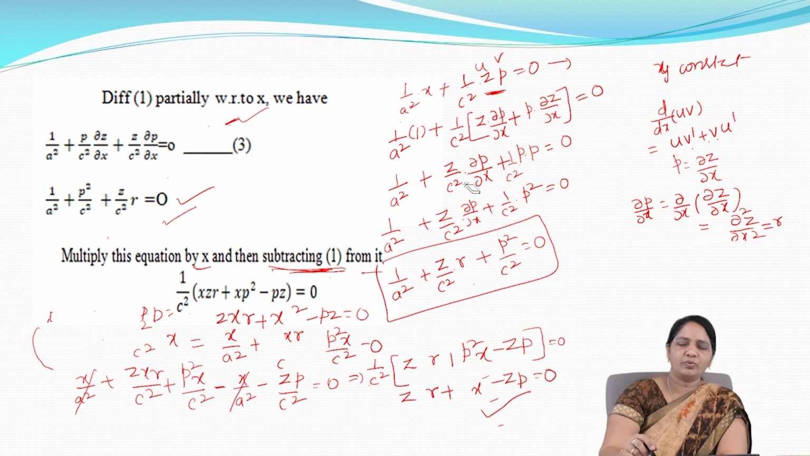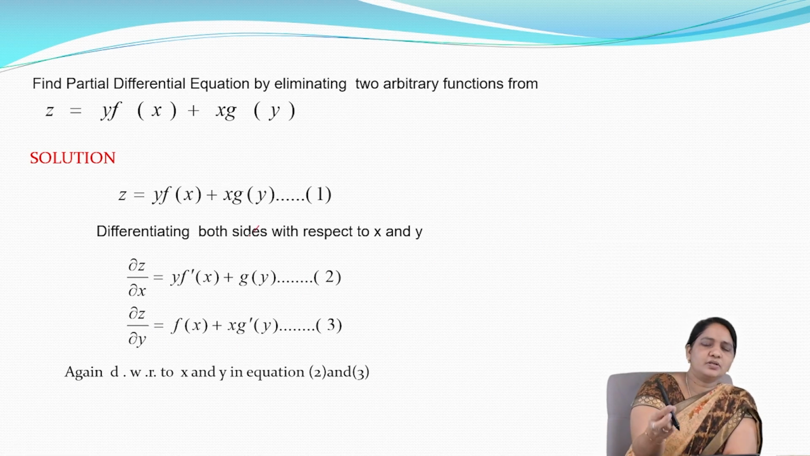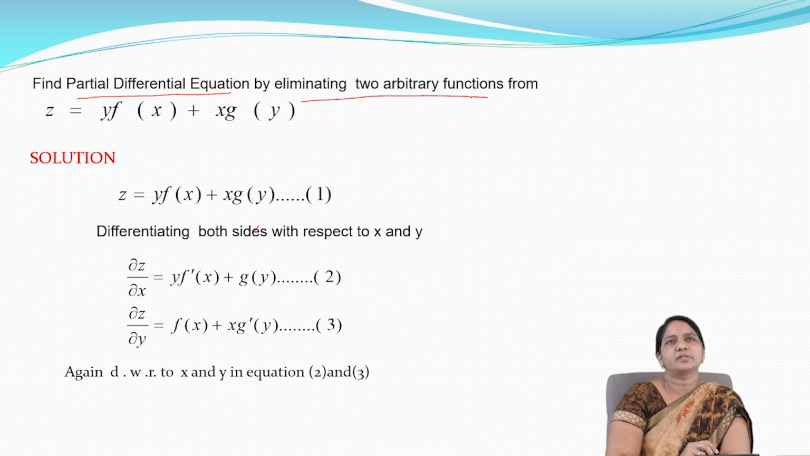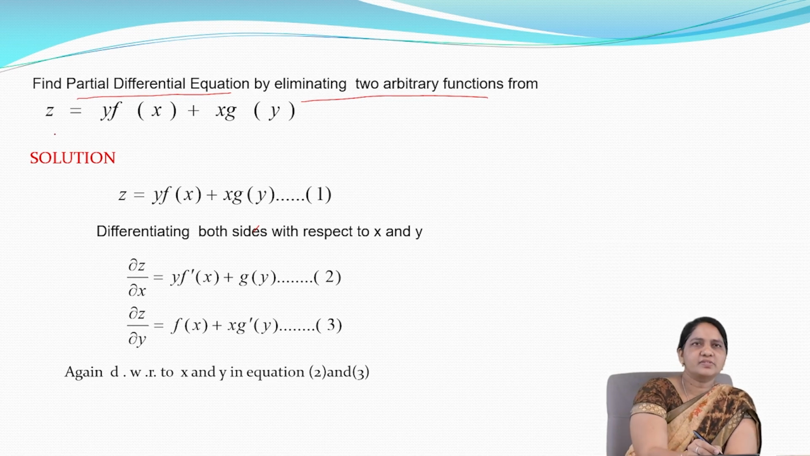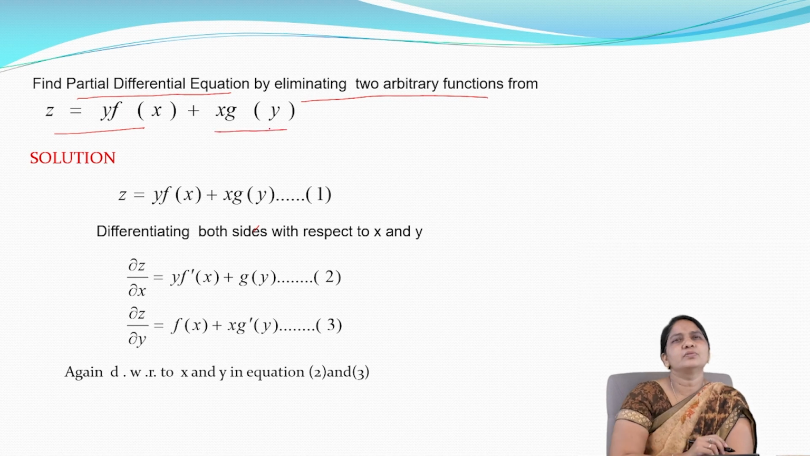I think you got better clarity about the problem now. So we'll move to one more example. See here. Find the partial differential equation by eliminating two arbitrary constants from the given z equal to y into f of x plus x into g of y.